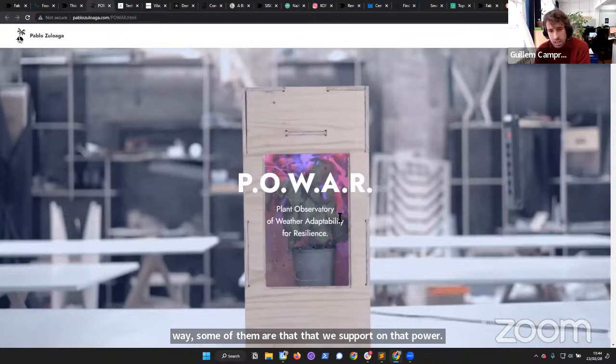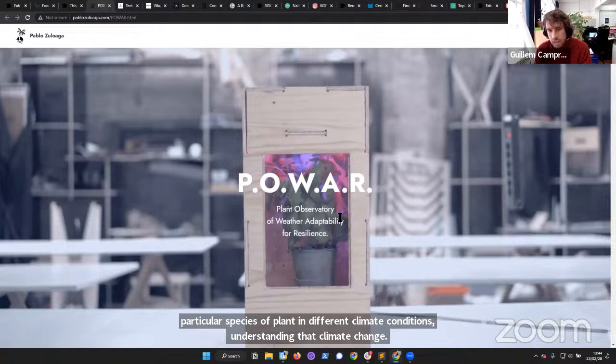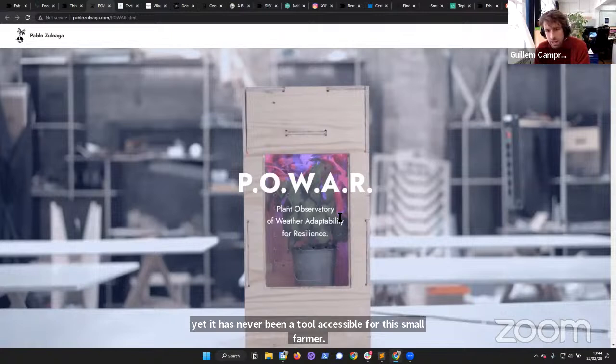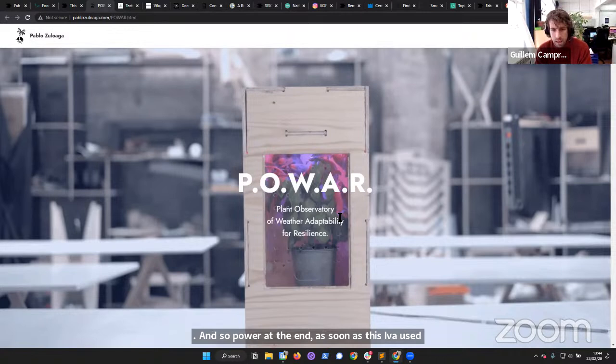It's a Plant Observatory for Weather Adaptability and Resilience. So basically the concept is how we can enable the tools that exist in big laboratories, which allow you to understand the growth of a particular species of plant in different climate conditions, understanding that climate change is here and will change the weather conditions all over the world. This technology to run a plant against different weather conditions is very well known in laboratories, but yet it has never been a tool accessible for the small farmer, the small researcher, the small community to test that. And so Power at the end started with this idea: use Fab Lab tools to build one of those plant growing machines.